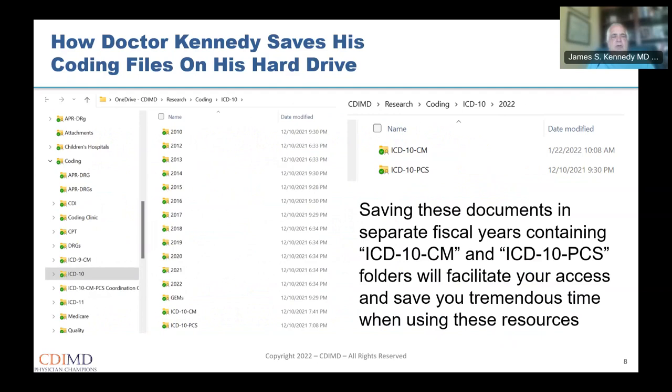So just to show you in a way how I do it, I do have files on my hard drive that I keep. This is by fiscal year. Fiscal year starts in October of the previous year. So, for example, fiscal year 2022 started October the 1st, 2021, and ends September the 30th, 2022. I save everything by fiscal year because every year they're different. So saving these by fiscal year and separating ICD-10-CM or PCS within each fiscal year, in my mind, will save you a good amount of time.